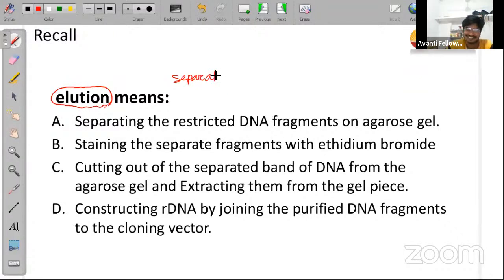Okay, you are correct, Nandis. Separation of DNA from agarose gel plate. Separation of DNA from where? Agarose gel plate or agarose gel.